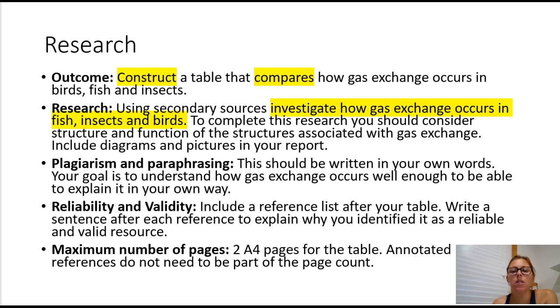You are going to construct a table that compares how gas exchange occurs between a bird, a fish and an insect. So the outcome is basically going to be a table that has birds, fish and insects. That's your outcome. However, there's a little bit more than that. You're going to use secondary sources.